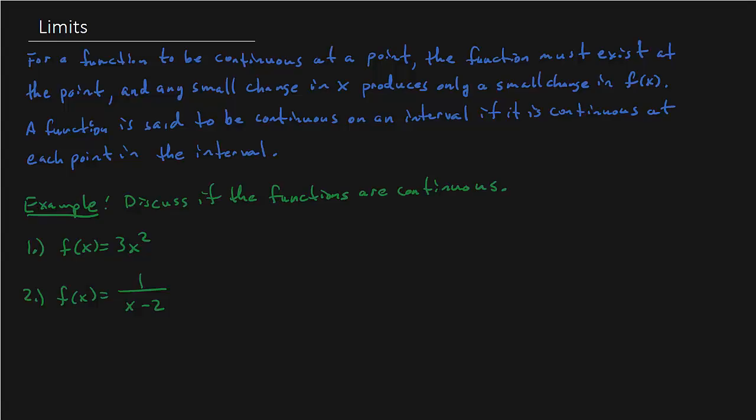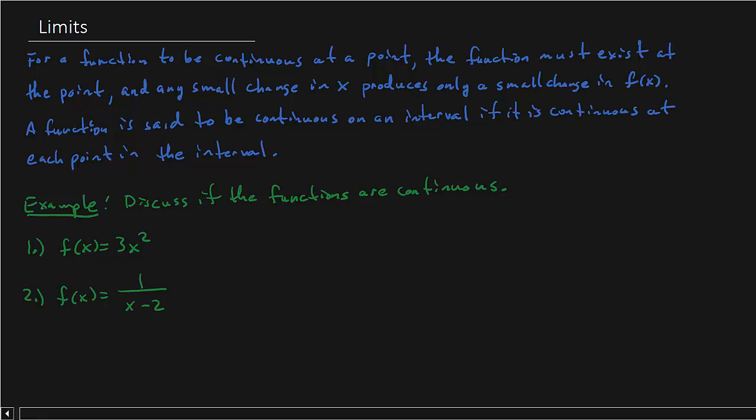This section we're going to talk about limits. So let's get started. It says for a function to be continuous at a point, the function must exist at the point, and any small change in x produces only a small change in f of x. A function is said to be continuous on an interval if it is continuous at each point in the interval.